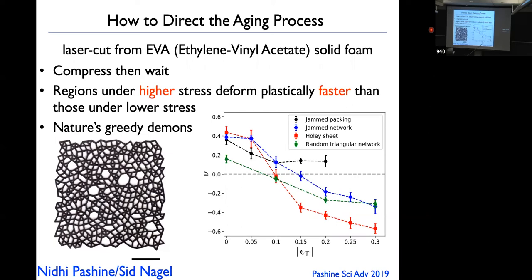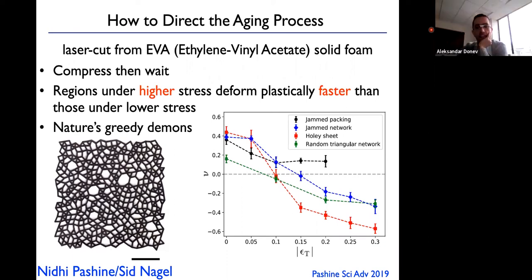Now this is as a function of the strain, so it's a function of the size of the frame that you put it in. The smaller the frame compared to the piece of foam you started with, the more you go this way. If your frame compresses it enough and you wait for an hour, eventually the Poisson ratio does go negative. What's happening is the regions that are under the greatest stress in this network are deforming the most. That's all you need. Nature is doing the work for you.